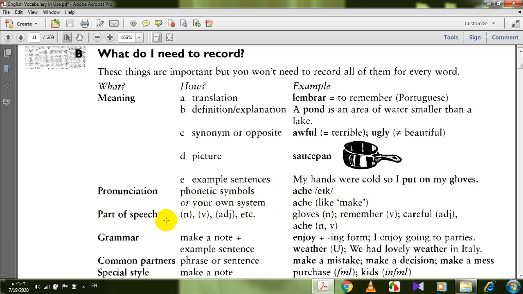Okay, part of speech. This is pronunciation. For the part of speech: noun, verb, adjective, etc. N means noun. Remember, V means verb. Adj means adjective. Okay, ache: N and V. It means noun and verb.